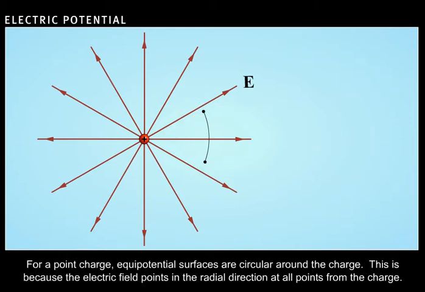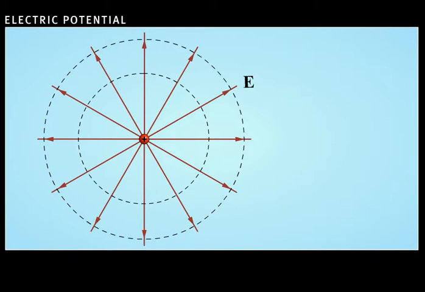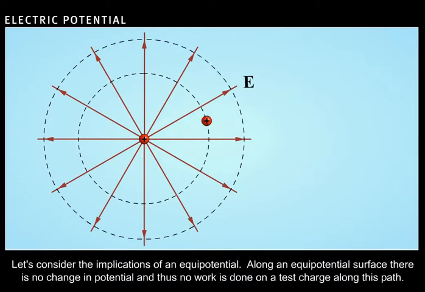For a point charge, equipotential surfaces are circular around the charge. This is because the electric field points in the radial direction at all points from the charge. Let's consider the implications of an equipotential.